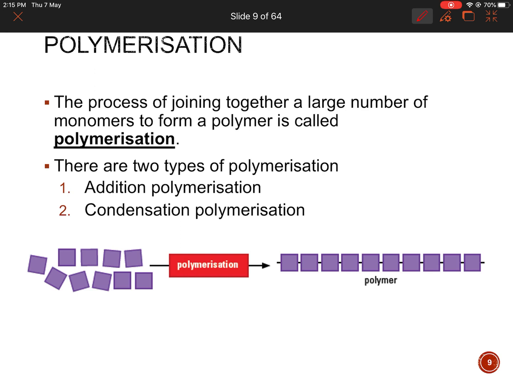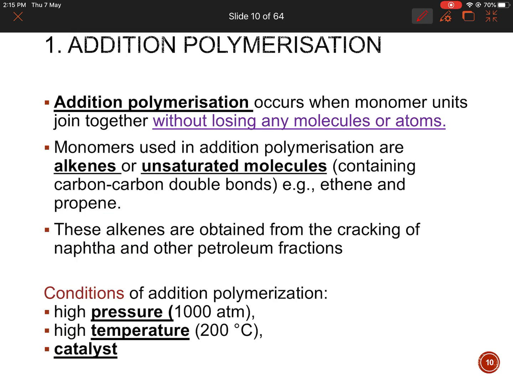So what is polymerization? It's when I join together the monomers to form a polymer. That process is called polymerization, and there are 2 types: addition polymerization and condensation polymerization. So what is addition polymerization? It occurs when the monomers join together without losing any molecules or atoms. Have you heard the word addition before? Yes, when we talk about reactions of alkenes, we call them addition reactions. So alkenes go through addition reactions.